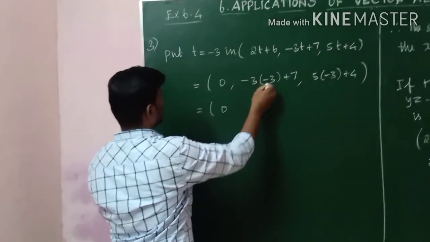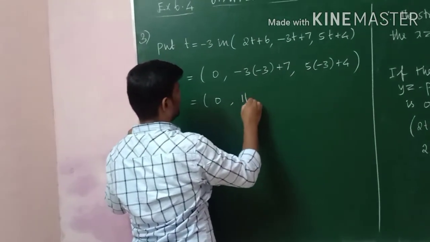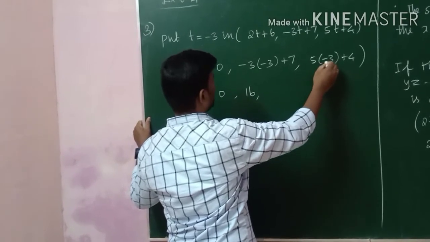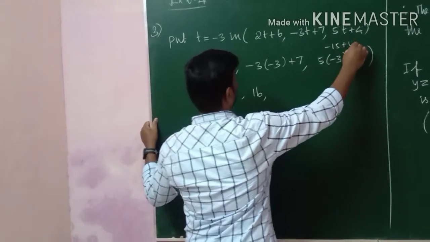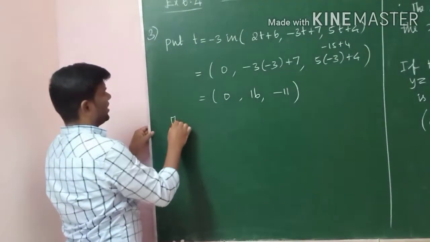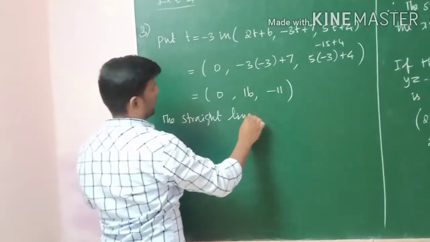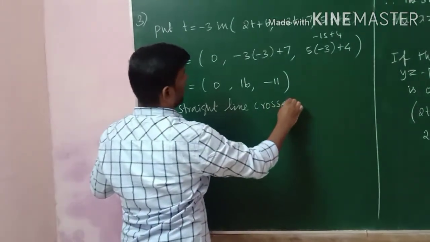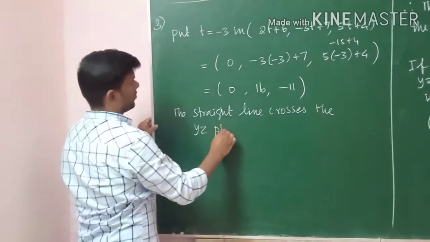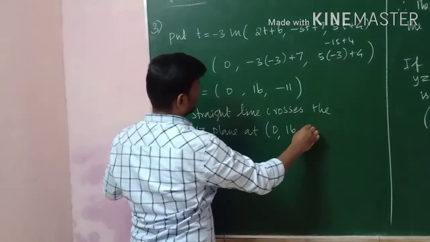So the y coordinate is -3 into -3 plus 7, then 5 into -3 plus 4. So minus into minus is plus, 3 threes are 9. So 9 + 7 is 16. And plus into minus, minus 5 threes are 15. So -15 + 4 is -11. So the straight line crosses the YZ plane at (0, 16, -11).